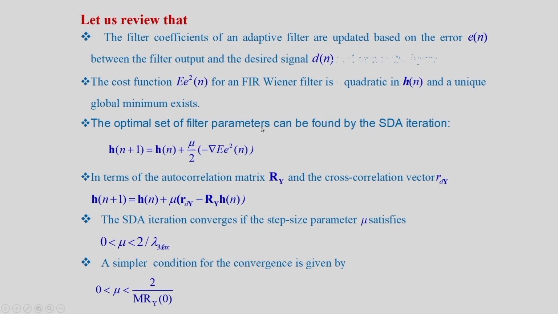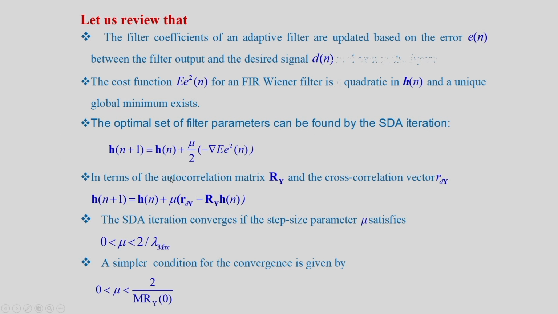The optimal set of filter parameters can be found by the SDA, steepest descent algorithm iteration, which is given by h(n+1) equals h(n) plus mu by 2 times the negative of the gradient of E[e²], and this is the steepest descent iteration. So, iteration in the direction of the negative of the gradient.